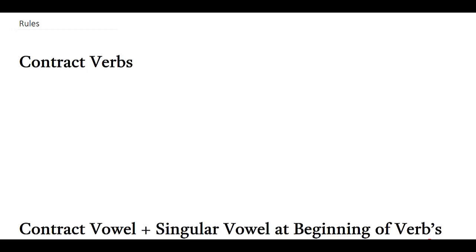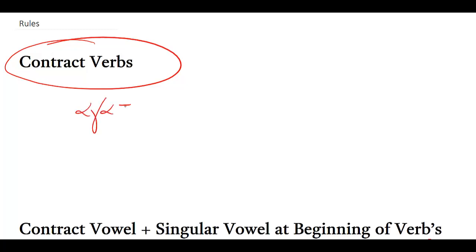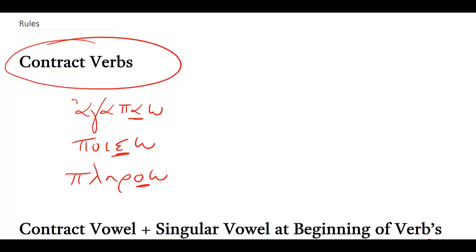In Chapter 7, we are going to talk about contract verbs. What is a contract verb? A contract verb is a verb whose stem ends in the short vowel alpha, epsilon, or omicron.